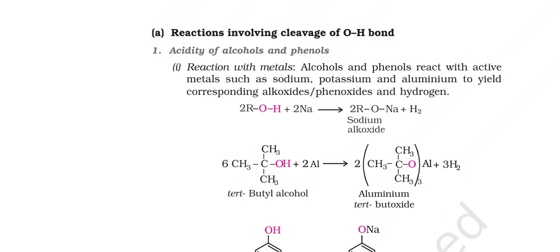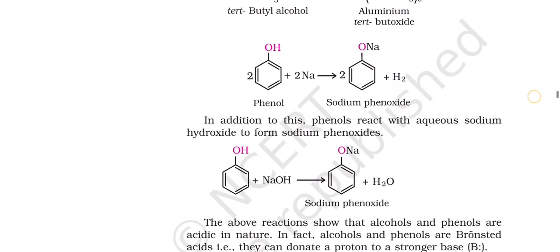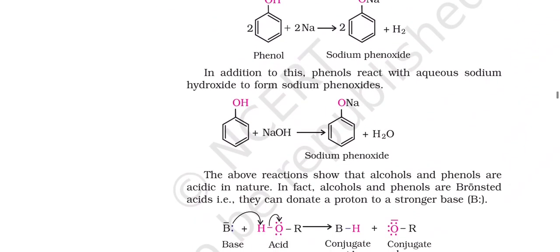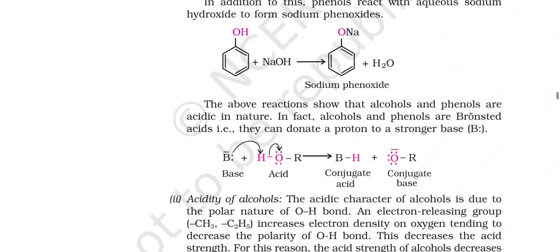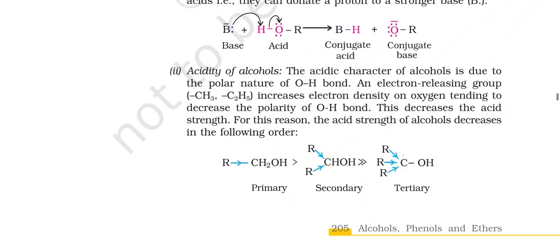Acidity of alcohols and phenols. Reaction with metals. Alcohols and phenols react with active metals such as sodium, potassium, and aluminium to yield the corresponding alkoxides and phenoxides and hydrogen. In addition to these, phenol reacts with aqueous sodium hydroxide to form sodium phenoxide. The above reactions show that alcohols and phenols are acidic in nature. In fact, alcohol and phenol are Bronsted acids. They can donate a proton to a stronger base.